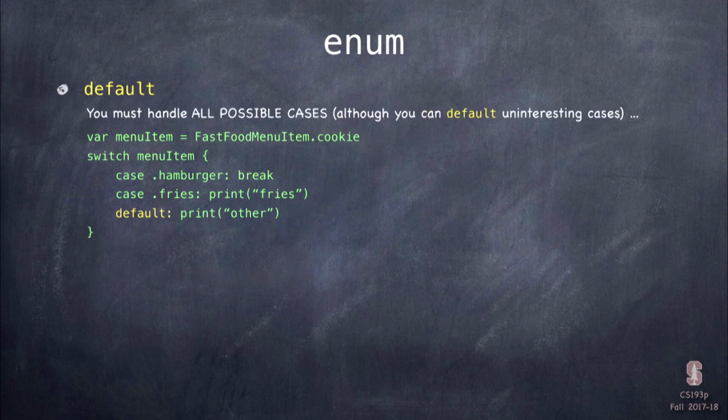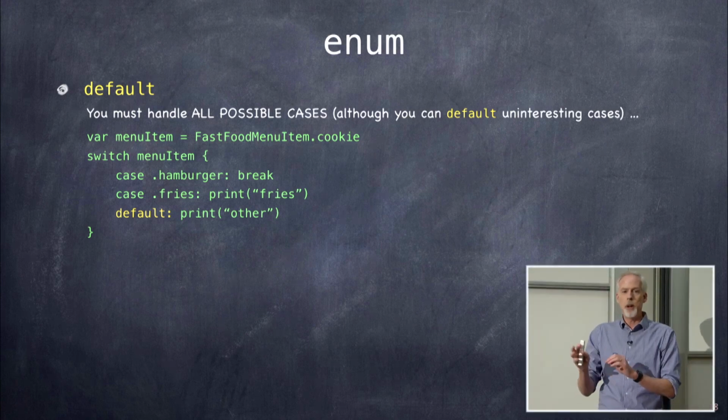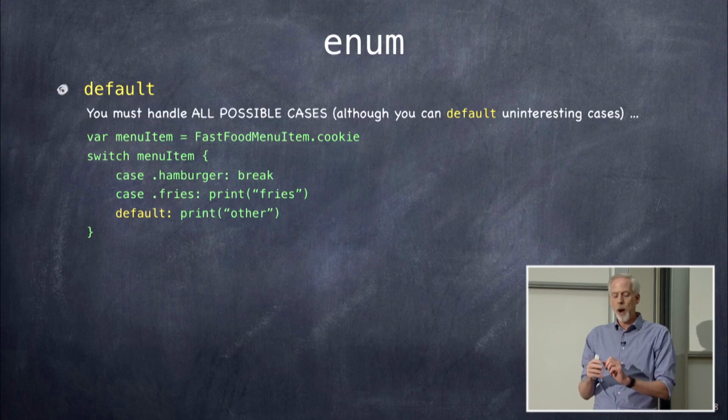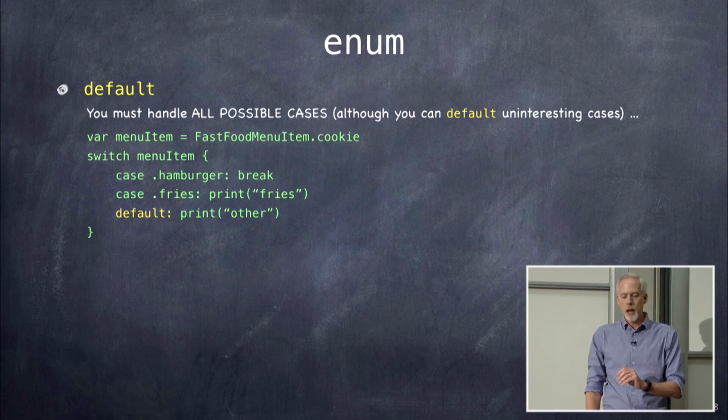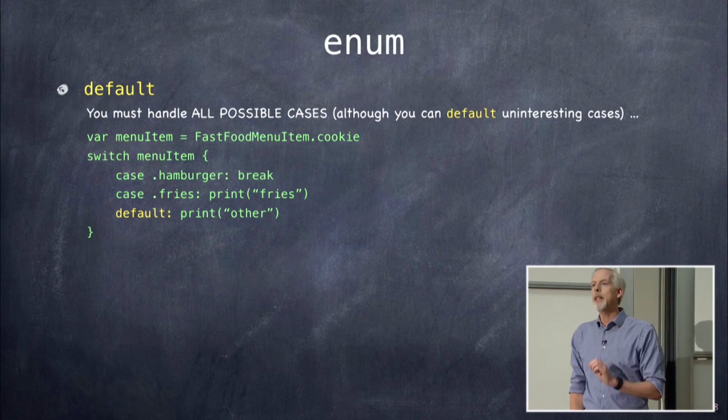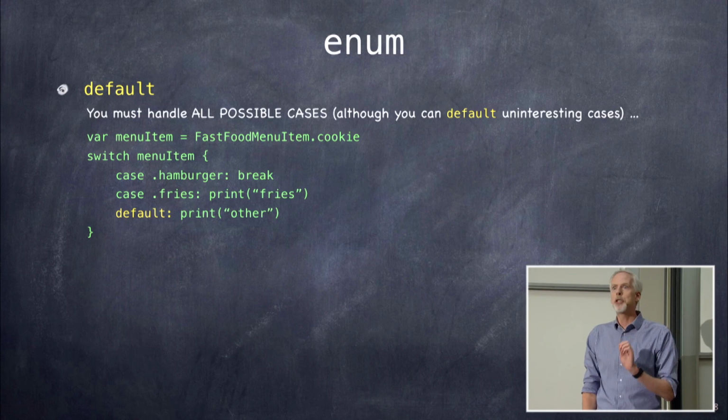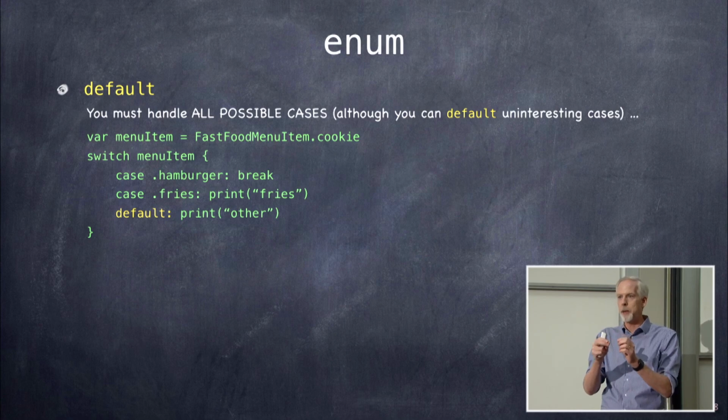Similarly, if you want to do something for all the rest of the cases, like here I only want to do something for hamburger and fries, actually I do nothing for hamburger, and I do something for fries, and all other cases I just want to print other, then you can use default instead of case whatever. Now, in Swift, you can switch on any type. You could even switch on a string, okay? But if you switch on a string, you'd have to have case A, case B, case C, case AA, case AB.